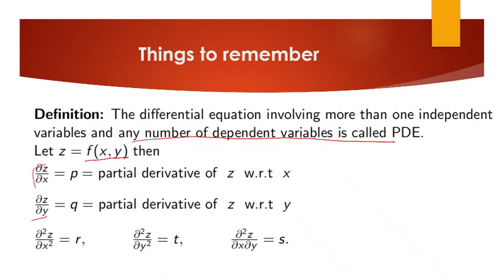For these derivatives, we can use the notation p and q. Similarly, the second order derivatives of z with respect to x and y, that are dou square z by dou x square, can be taken as r, dou square z by dou y square can be taken as t, and dou square z by dou x dou y can be taken as s. So these are the notations we are going to use to denote these partial derivatives.